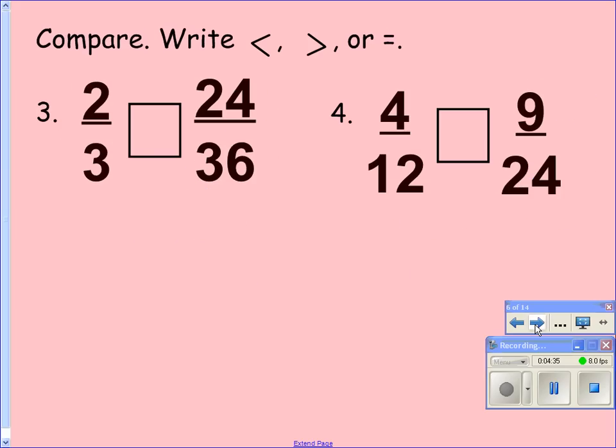Try these next two on your own. You can pause the video and start it after you finish.